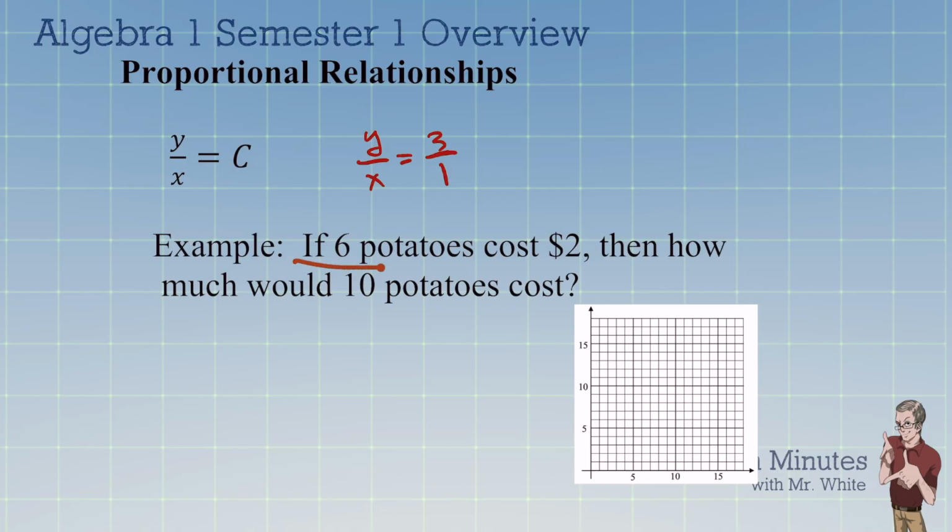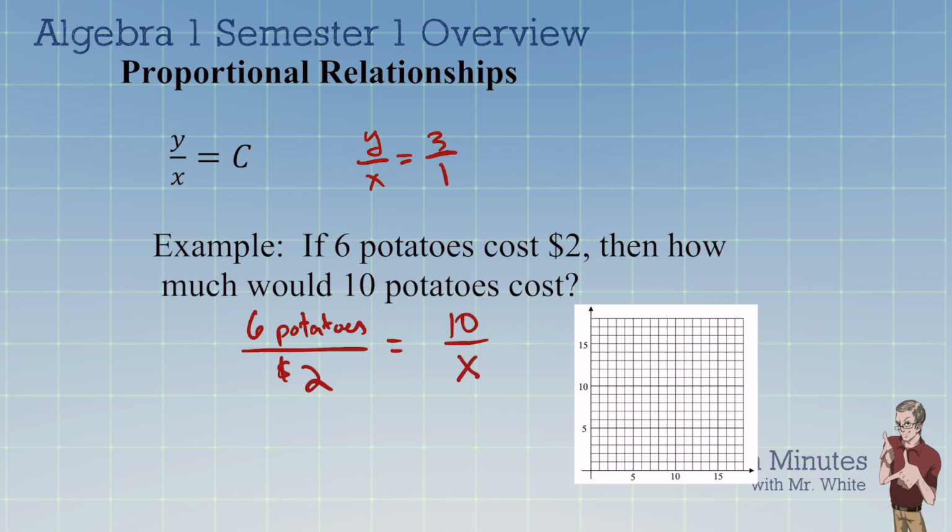So let's read this next problem here. It says if 6 potatoes cost $2, so 6 potatoes cost $2. See how that's a proportion? That's 6 is to 2. How much would 10 potatoes cost? We put an x here.